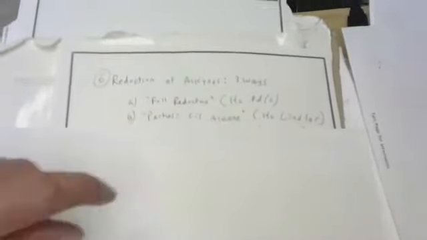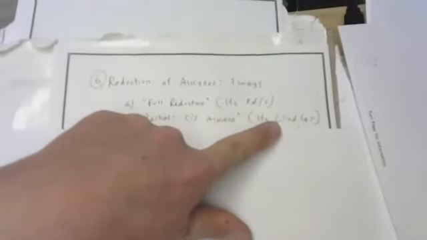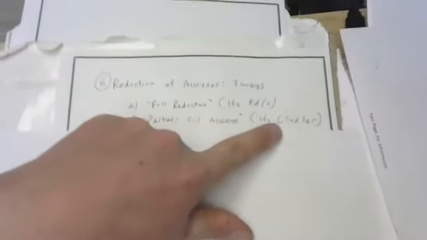And then we have something called a partial reduction. A partial reduction that makes a cis alkene, right? A cis alkene is where the things are on the same side. And that uses something called H2 Lindlar. I'll tell you what Lindlar is. Lindlar, and that's a partial reduction. It goes from an alkyne to an alkene.